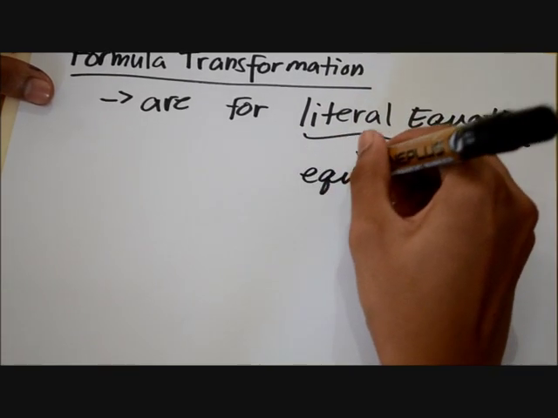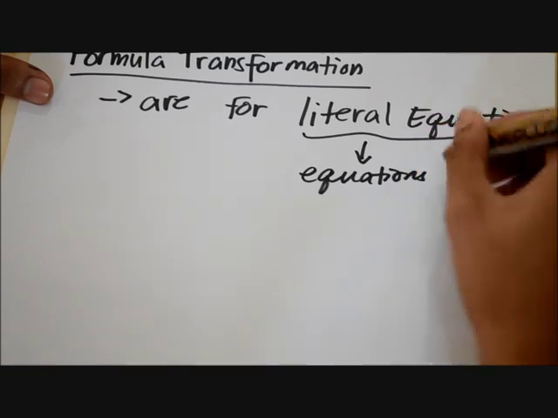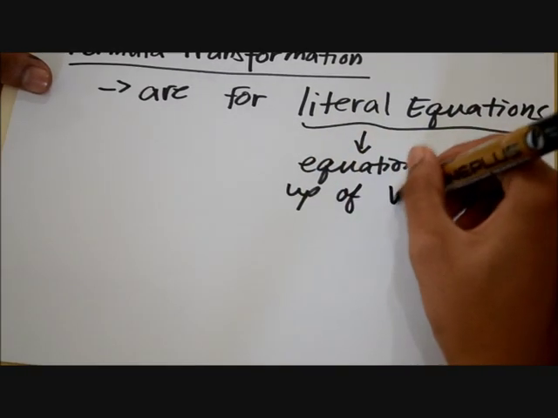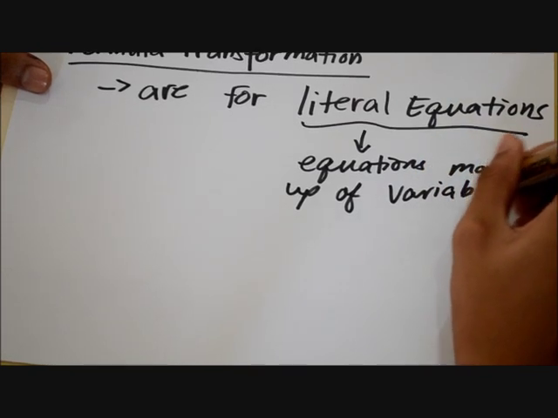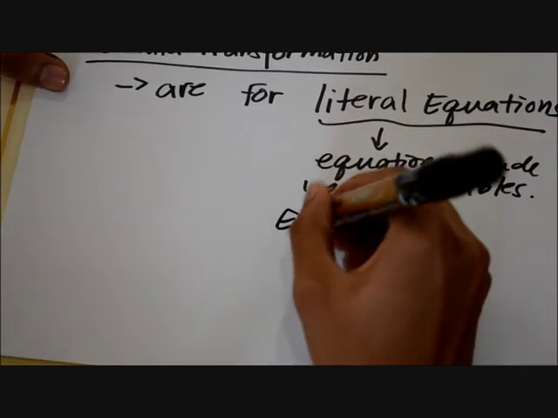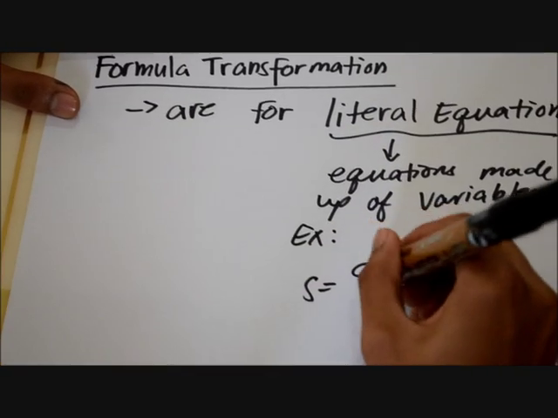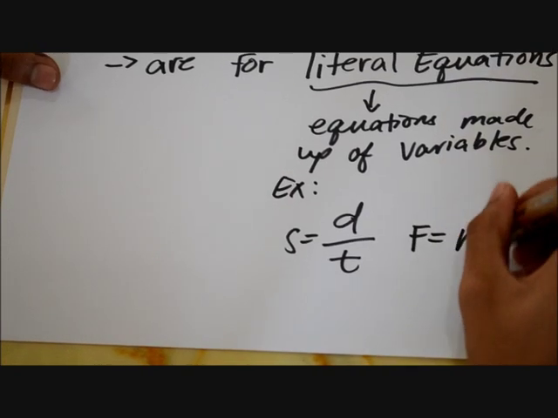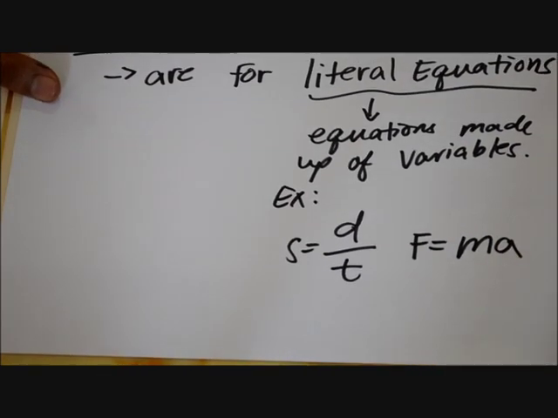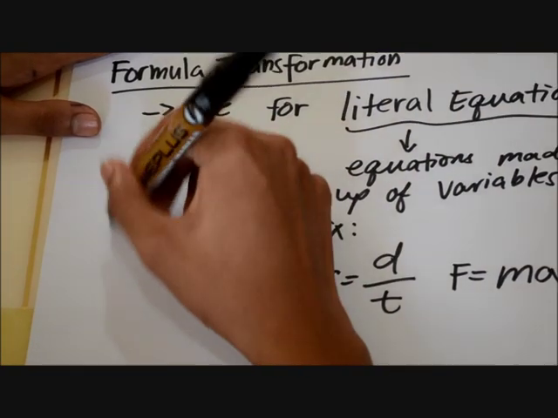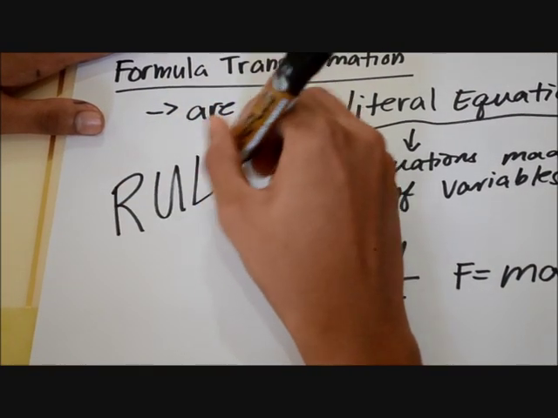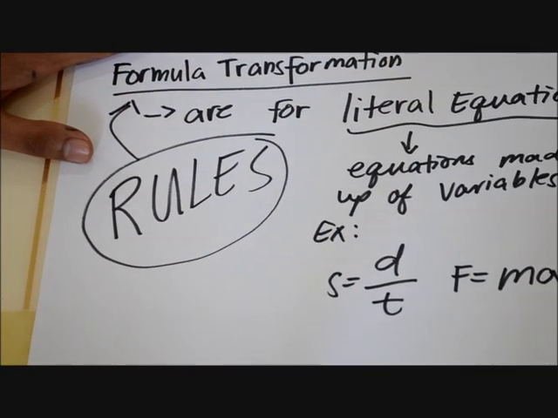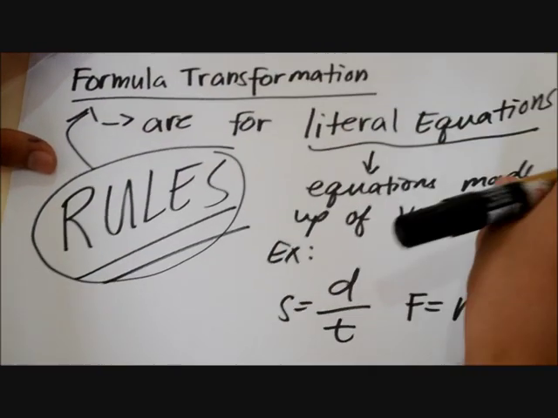So when we speak of these literal equations, these are equations made up of variables. So that's A, B, C, D, E, F, all the alphabet. Example, S is equals to D over T, and F is equals to M times A. But as everything in the world, there are rules to be followed during the formula transformation.